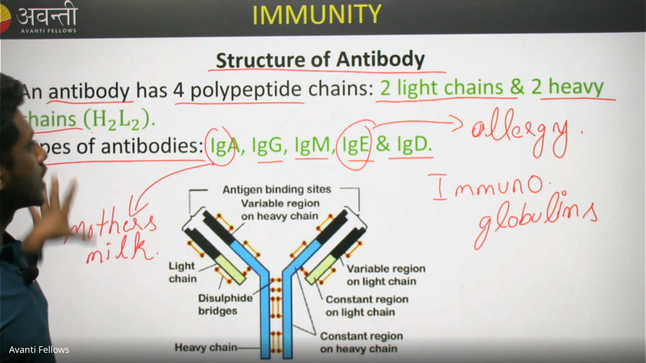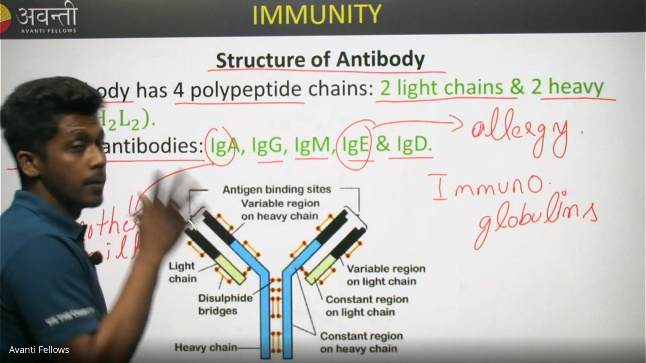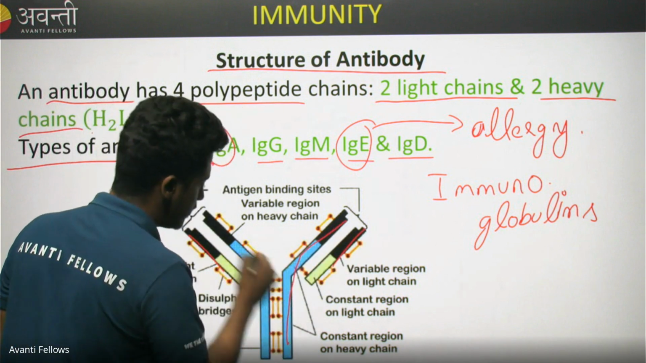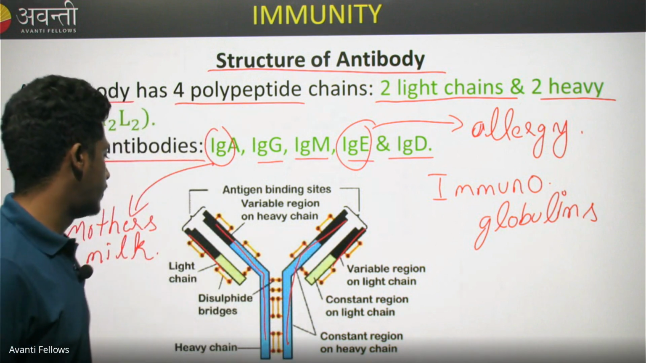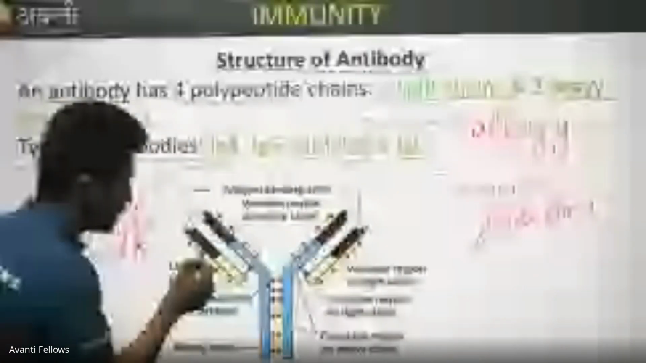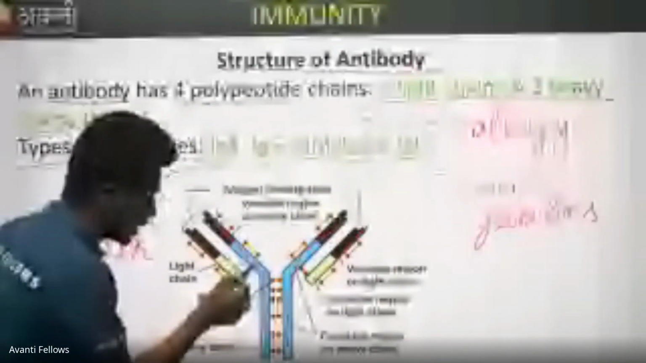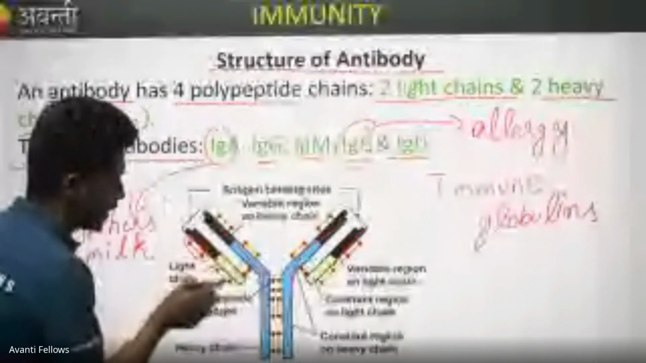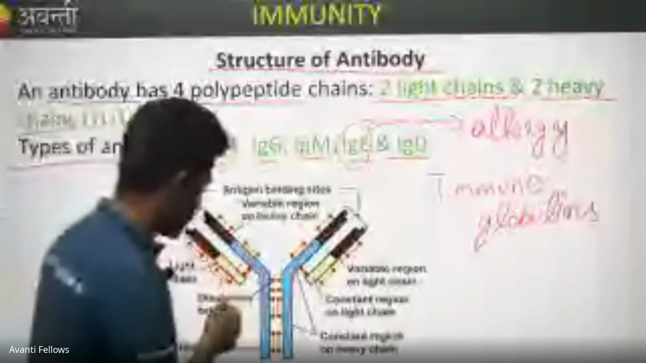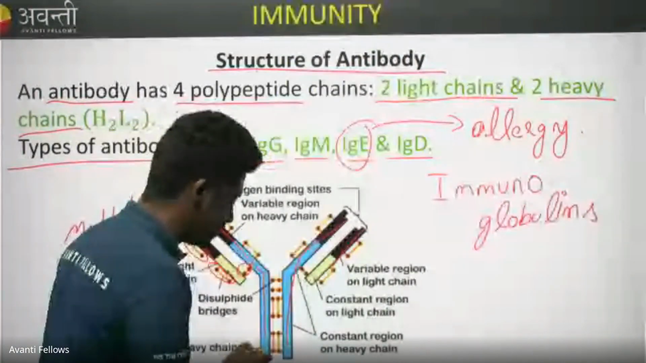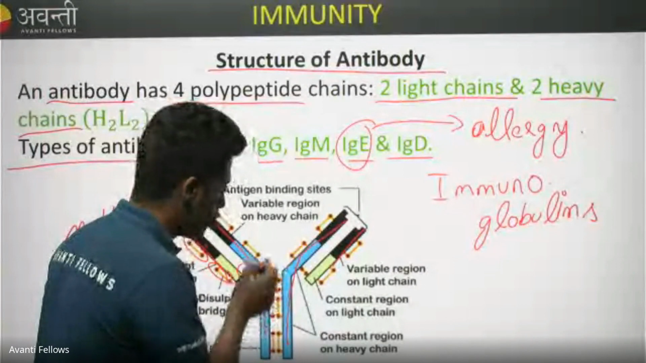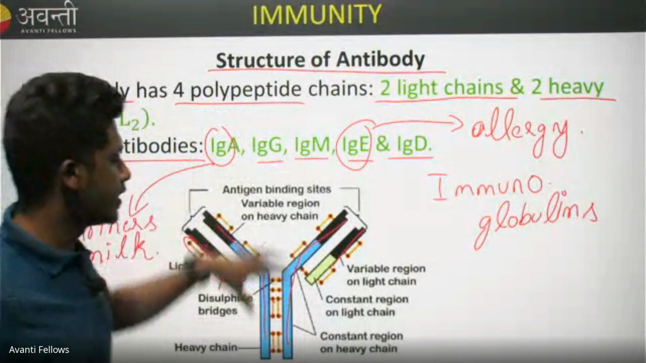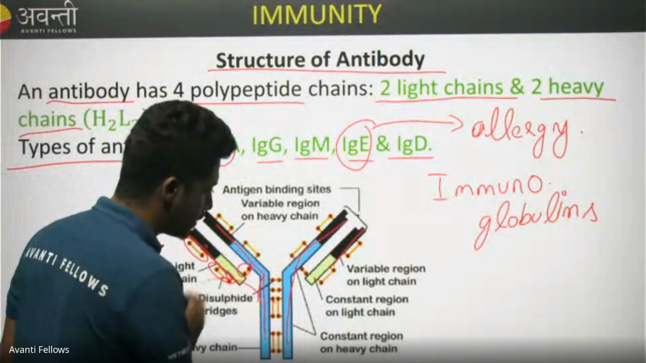Okay? So when we talk about the structure of an antibody, it is made up of 4 chains. These are called light chains and these are called heavy chains. A light chain and a heavy chain are held by one disulfide bridge. A light chain and a light chain are held by 2 disulfide bridges. And here, a heavy chain and a heavy chain are held by 1, 2, 3, 4 disulfide bridges. So basically, these light chains and heavy chains are connected together by disulfide bridges.